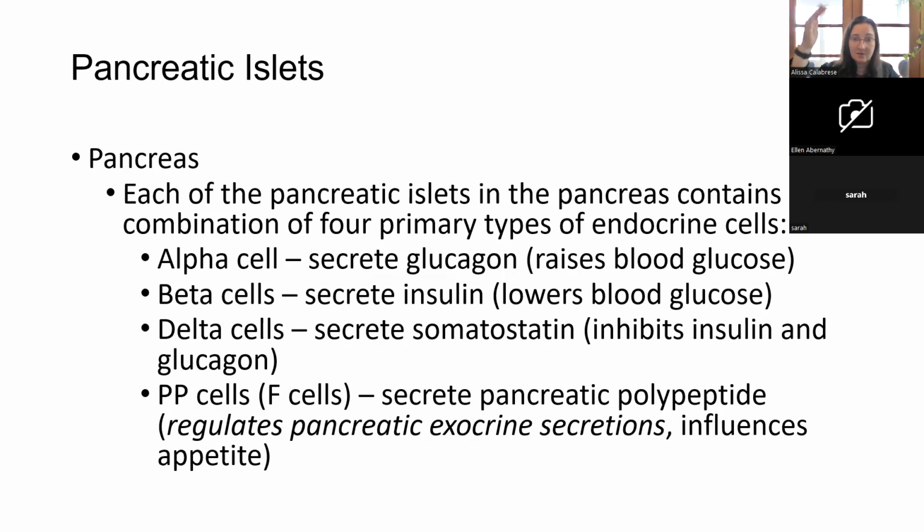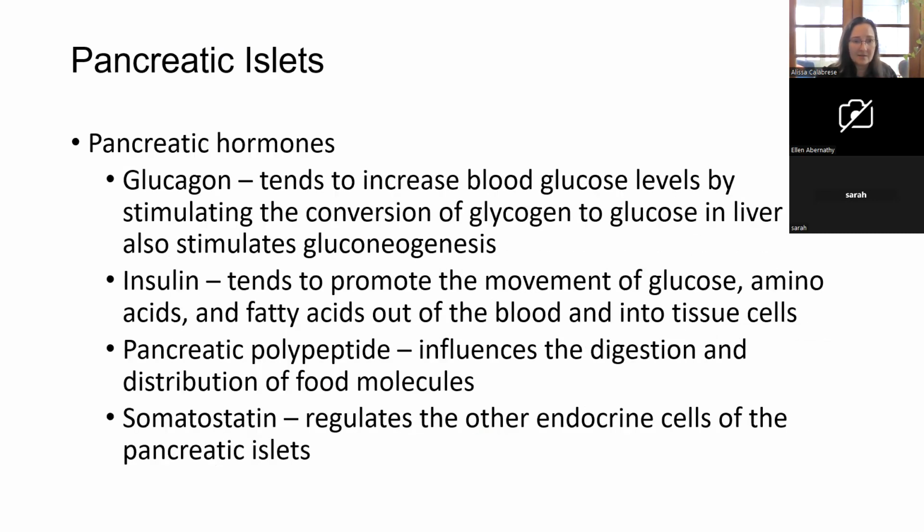The insulin is going to do the opposite. So when blood sugar is high, insulin helps you get that sugar into your body's cells, so it's no longer in the blood. So it brings blood sugar down, right? So both of these are related to blood glucose balance.